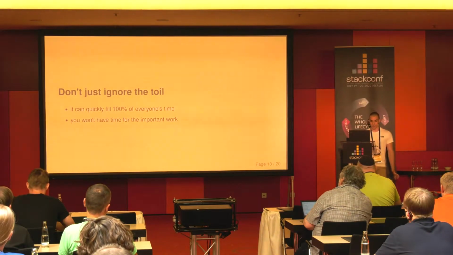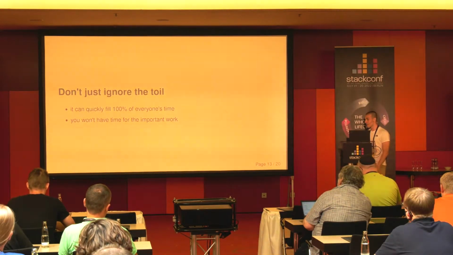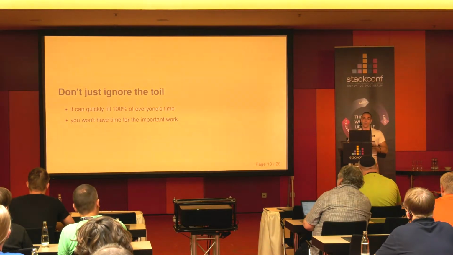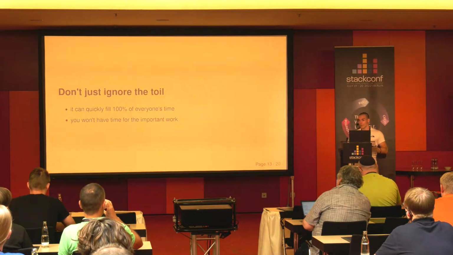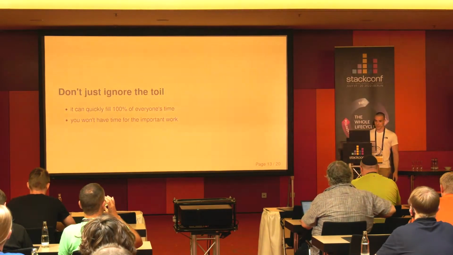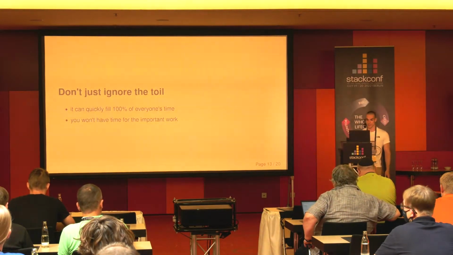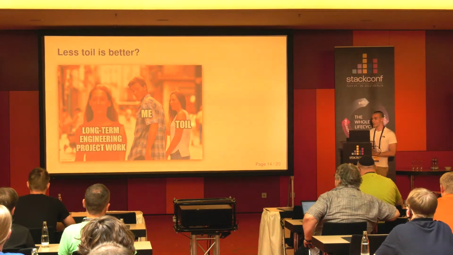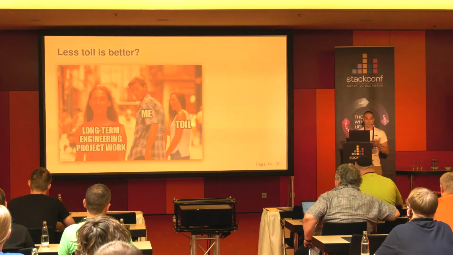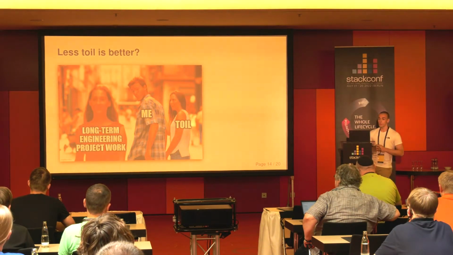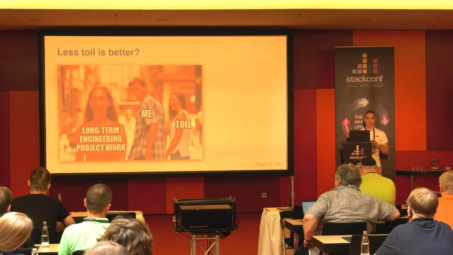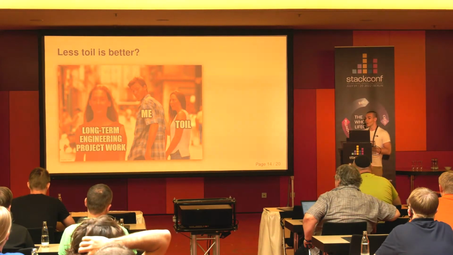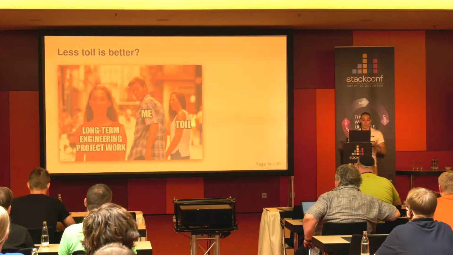And don't just ignore the real toil, because if you ignore the toil, it can quickly fill up 100% of everyone's time, and your engineers won't have time for the real work and are just trying to delete the toil. Less toil is better, of course, and that's why Google originally implemented a below 50% rule for their engineers. That means below 50% toil work, so that you can spend more time on engineering projects or reduce the existing toil.